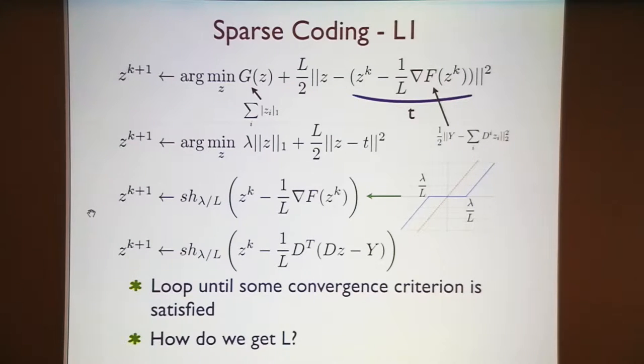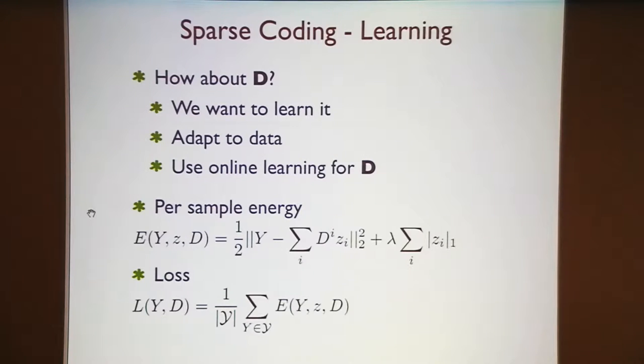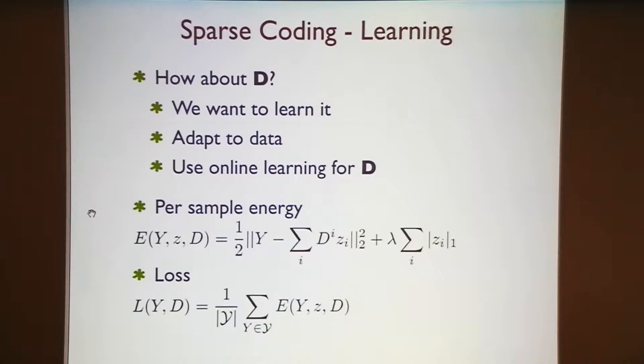So it's a very simple algorithm, iterative shrinkage and thresholding. And you keep going until the convergence of some criterion is reached. So it's called ISTA. And so there's a fast version of it called FISTA, the fast iterative shrinkage and thresholding algorithm, which computes the step size appropriately and makes it a little faster.